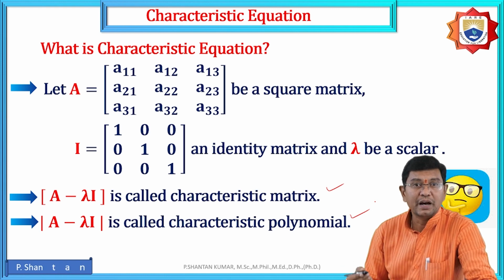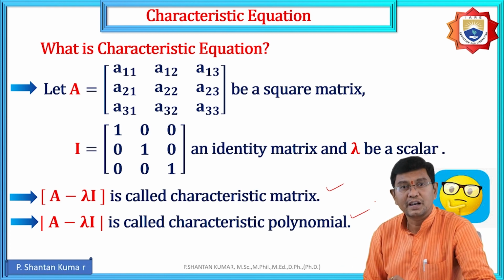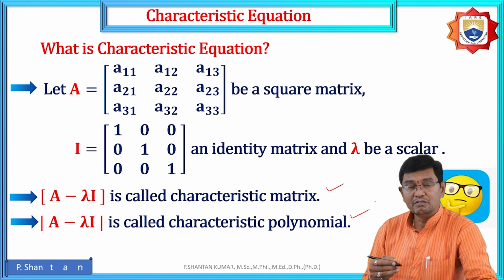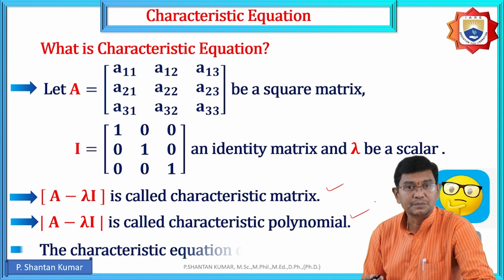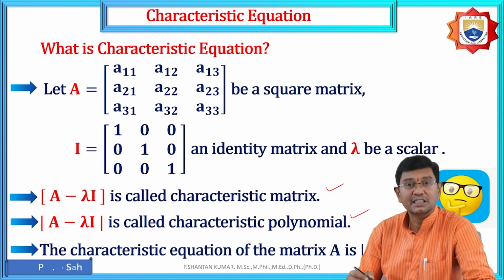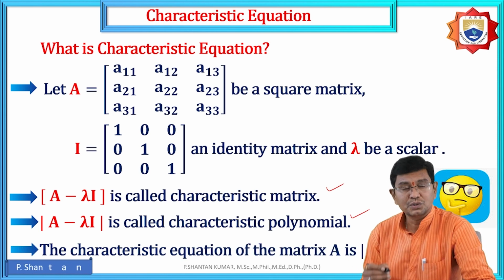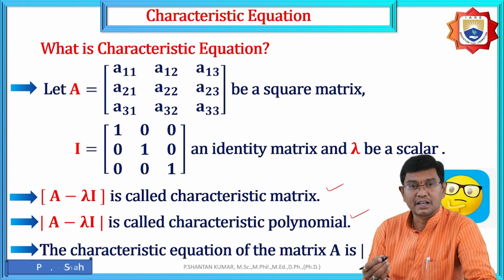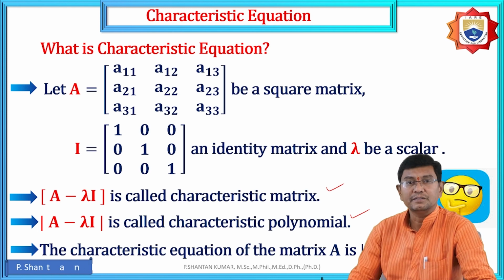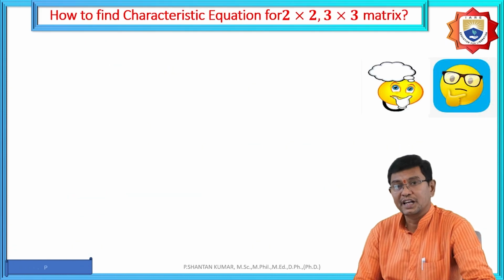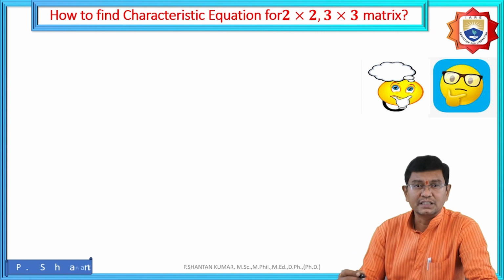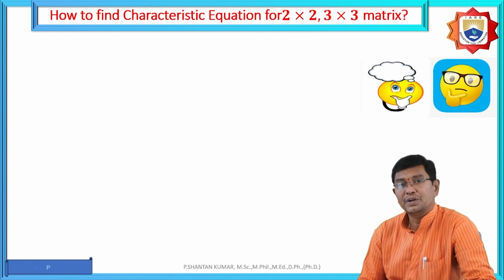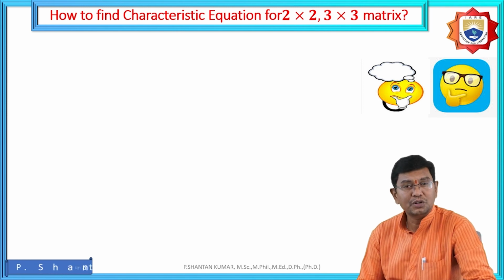Further, by equating this characteristic polynomial to 0, we get the characteristic equation. By solving this equation, we get the solutions, and those solutions are called the eigenvalues of the corresponding matrix A. Here, we need to recall a few points: how to get the characteristic equation for a 2 by 2 matrix, and how to get it for a 3 by 3 matrix.